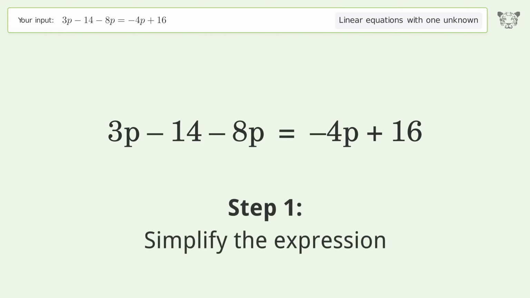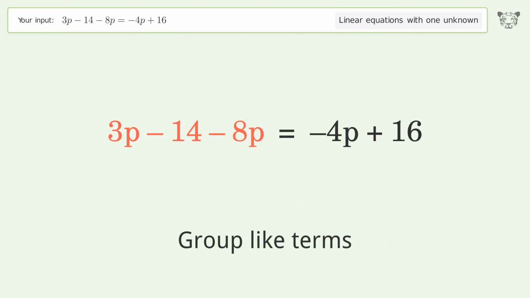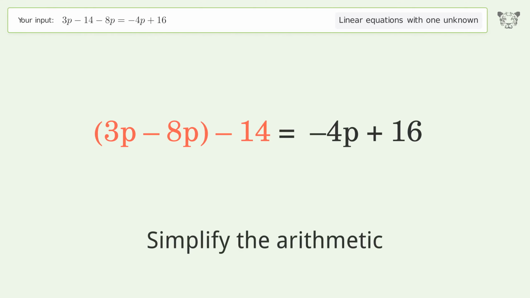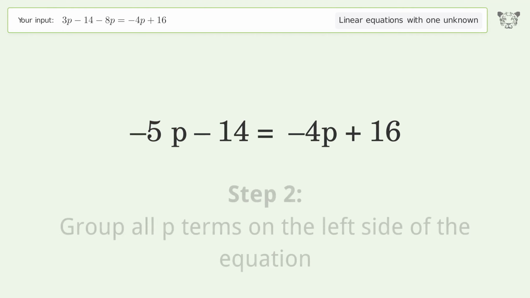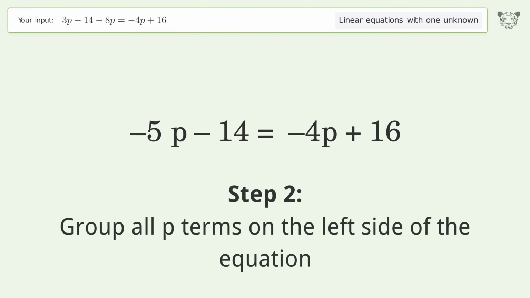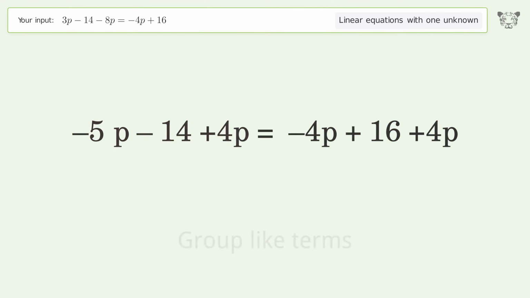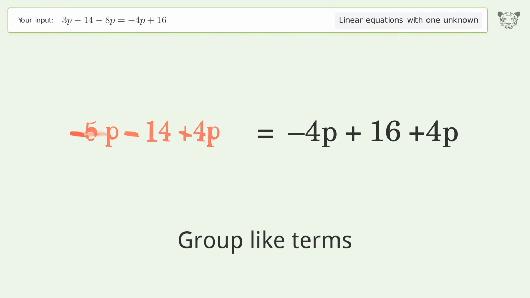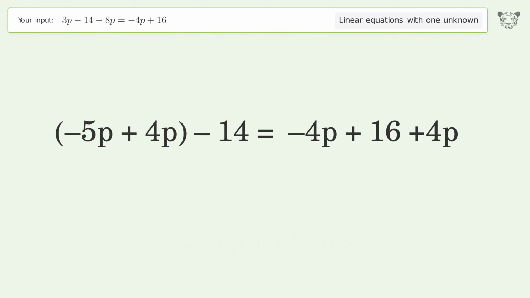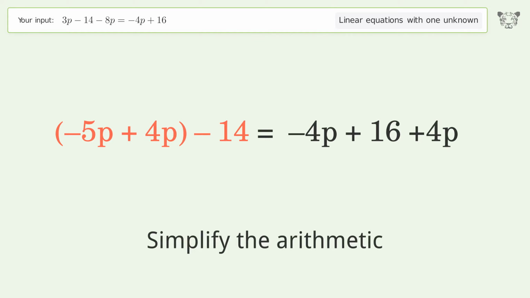Simplify the expression. Group like terms. Simplify the arithmetic. Group all p terms on the left side of the equation. Add 4p to both sides. Group like terms. Simplify the arithmetic.